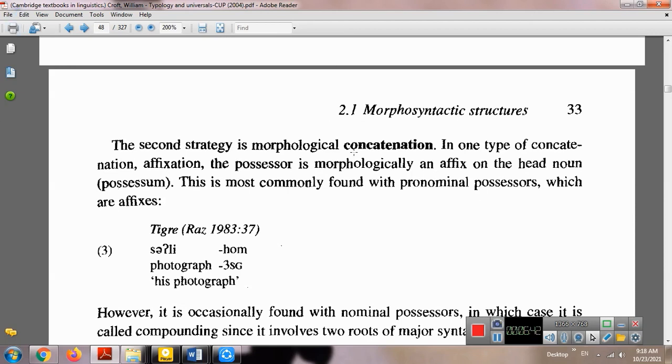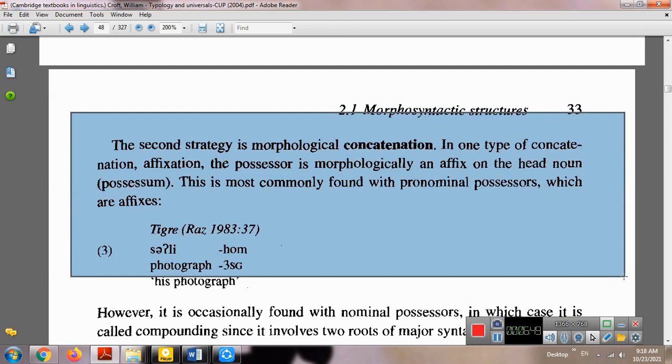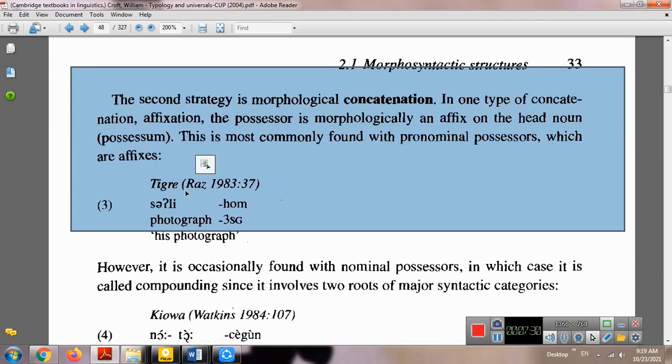The second strategy is morphological concatenation. You should know this strategy, dear student, to express the possessive construction. What do we mean by that? In one type of concatenation, affixation, the possessor is morphologically an affix on the head noun possessum. This is most commonly found with pronominal possessors, which are affixes. Here you can see an example.